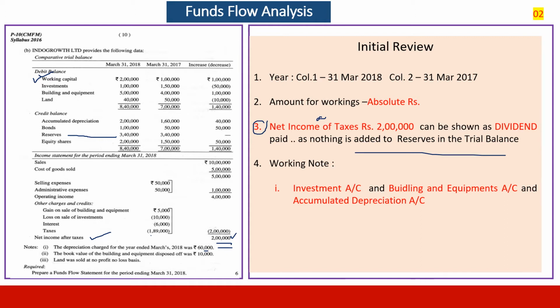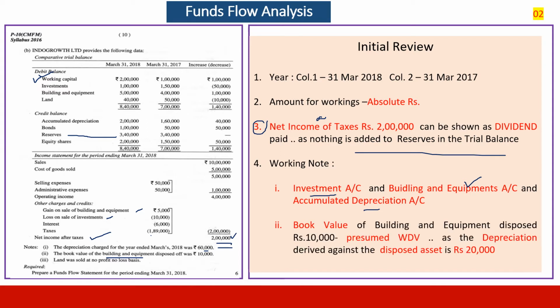The book value of building and equipments, we will prepare building and equipments, and land was sold for no profit, no loss basis, therefore it can be a straight item. And we have got gains and losses from investments and equipments, therefore we will prepare investment account, and since building and equipment is given at WDV, we will prepare accumulated depreciation account.